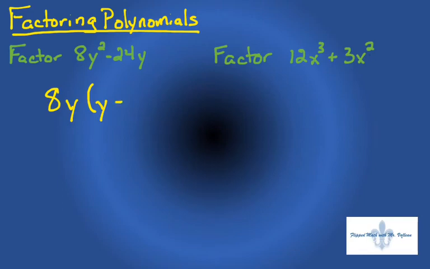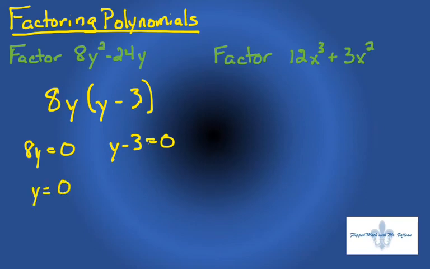and that will leave us with y minus 3 on the other side, which gives us the ability to set this equal to 0 and then solve for the polynomial. So in this case, we'd have 8y is equal to 0, and y minus 3 is equal to 0, in which case one of our factors for y is 0, and the other is 3.